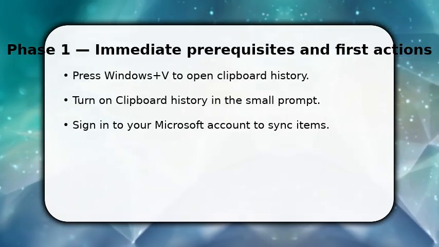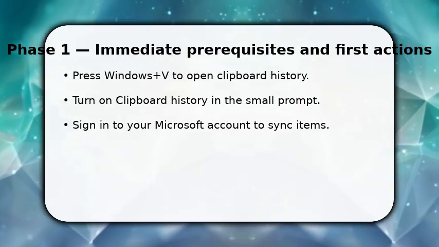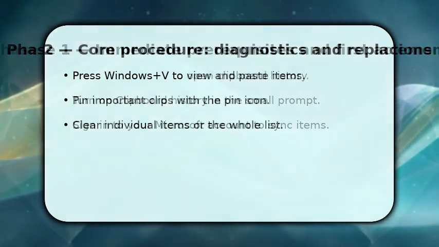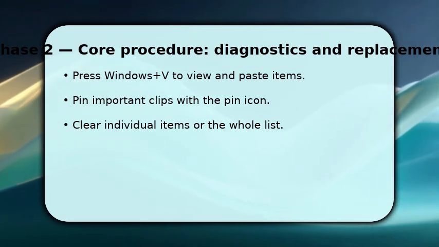Once done, practice copying a short line of text. Then press Windows plus V again to confirm the history list populates, and now learn how to use the history efficiently. Press Windows plus V to open the Clipboard pane.